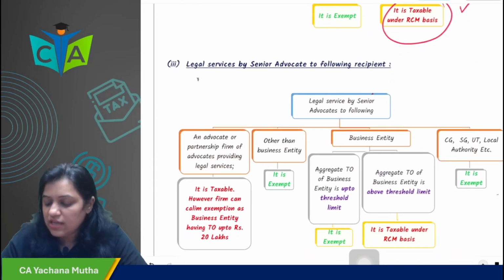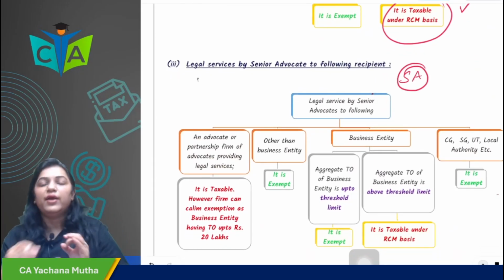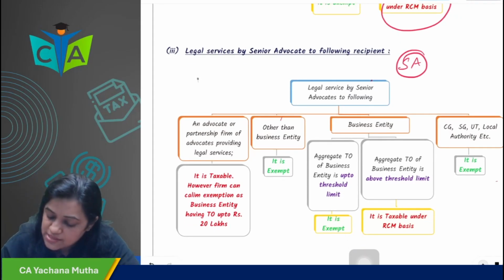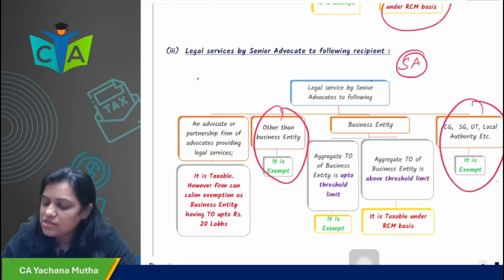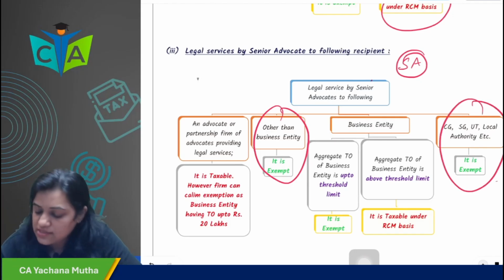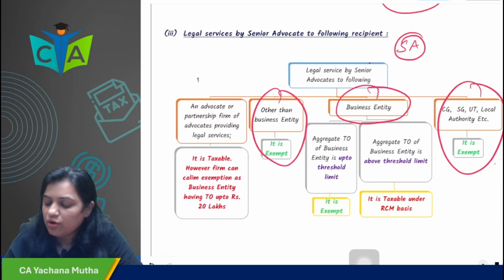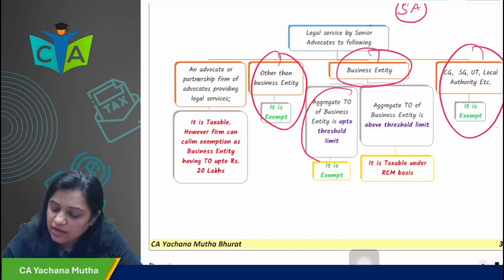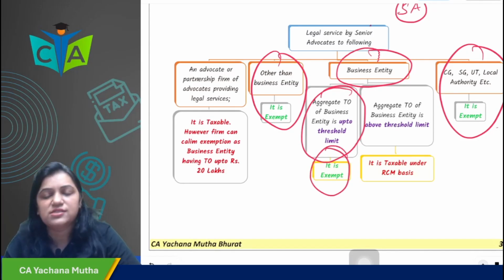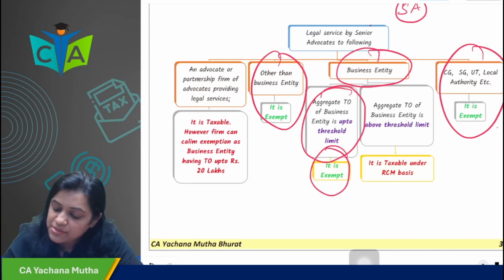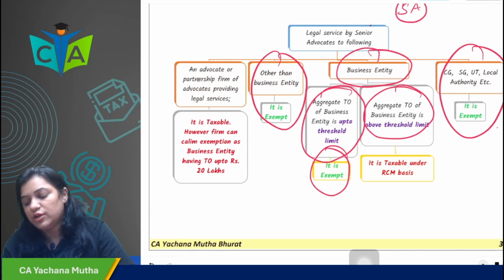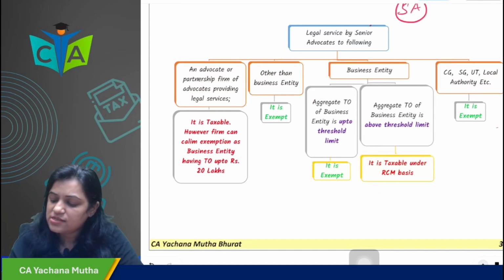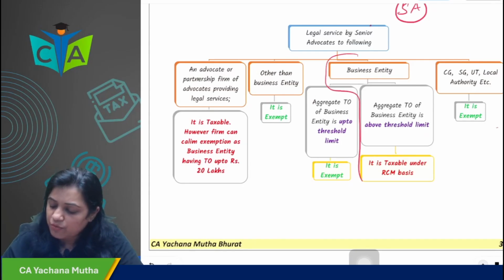Legal services by a senior advocate. Who is providing legal services? A senior advocate to the following persons. Again, other than a business entity, exempt. Central government, state government, union territory, local authority, exempt. To a business entity, then what you have to see is the business entity's aggregate turnover. If it is up to the threshold limit, it is exempt. But if the business entity's aggregate turnover is above the threshold limit, it is taxable, and it is taxable under RCM basis. So in this particular case, it would be taxable.